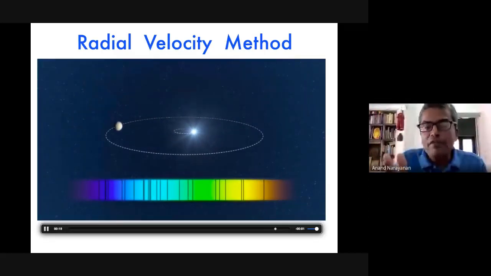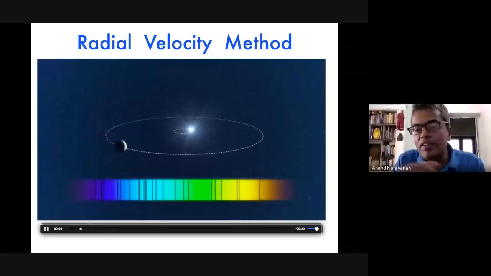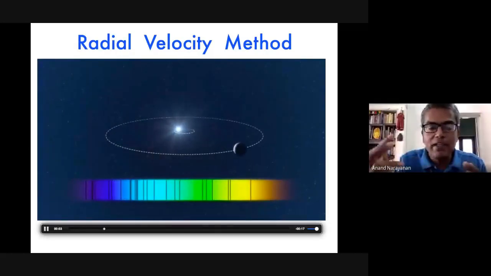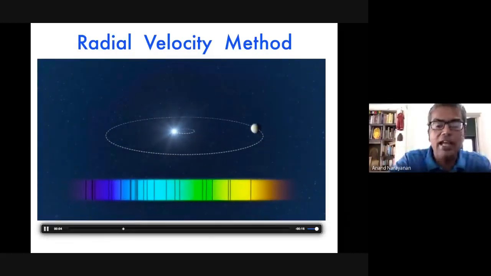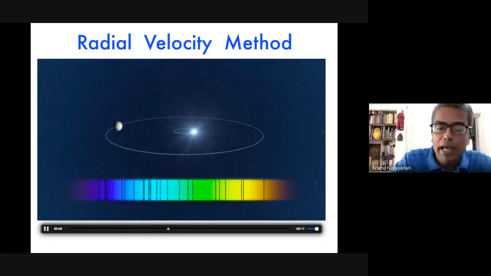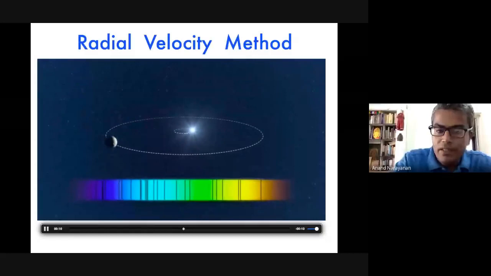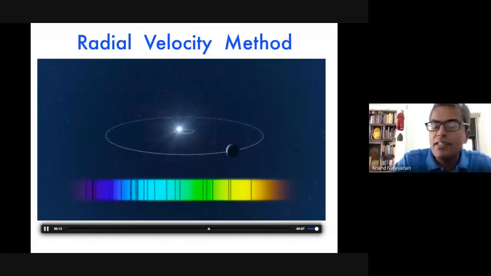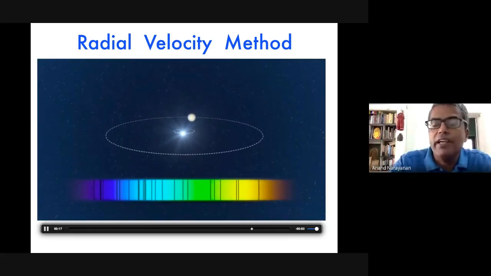So by confining the observations to the star, and by seeing this periodic blue shift and red shift, and by doing measurements on that, astronomers can infer what is the mass of the unseen companion and how far away that unseen companion is from the star. This is the essence of the radial velocity method.